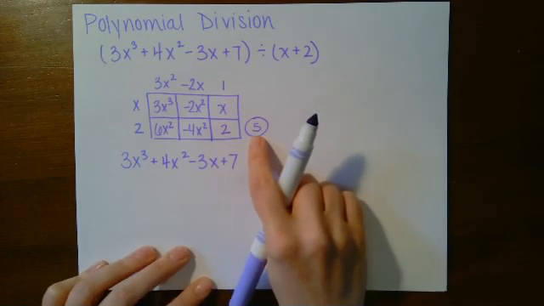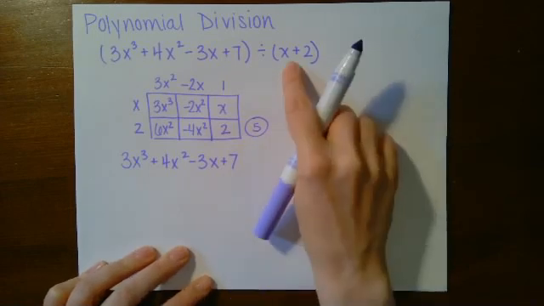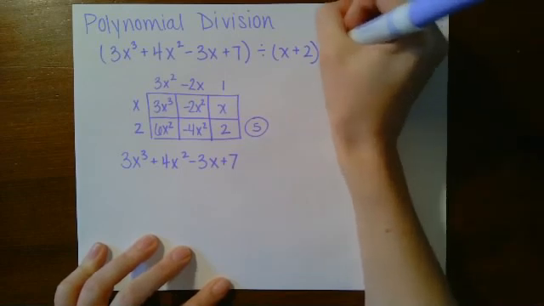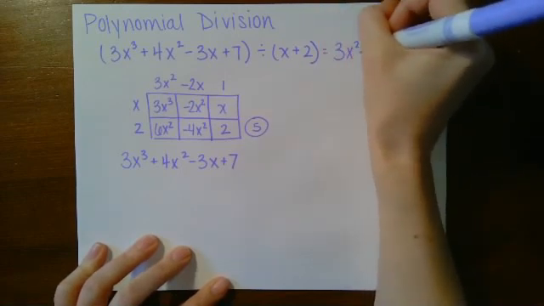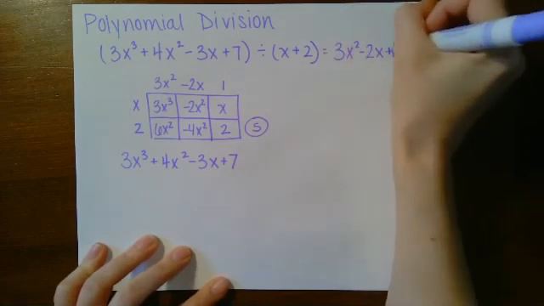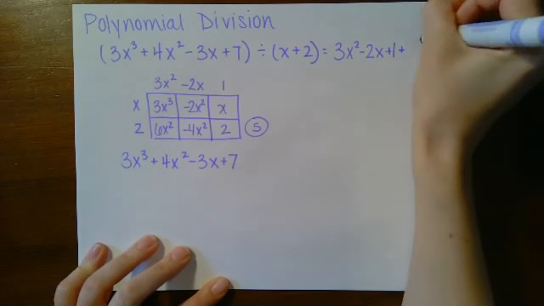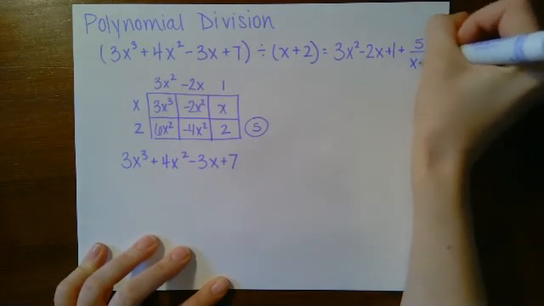And just like we did with the numbers, we're going to put that remainder over the divisor here, x plus 2. So our quotient is now 3x squared minus 2x plus 1 plus that remainder of 5 over x plus 2.